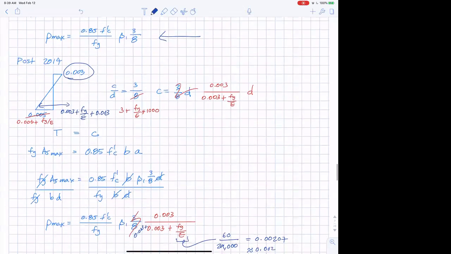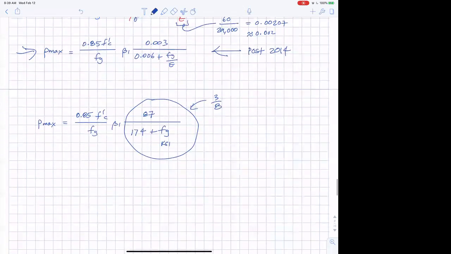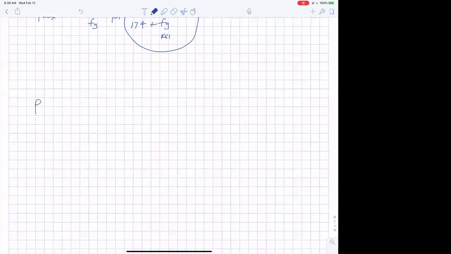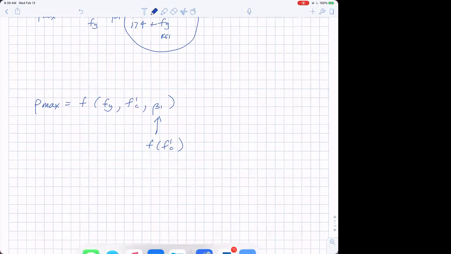And if you notice, in all of these equations, Rho Max is a function of Fy, F prime C, and beta 1. But beta 1 is a function of F prime C. So if you know F prime C and Fy, you can immediately calculate Rho Max. You can also calculate Rho Min. So all you really need to know is what concrete and what steel you have, and you can already immediately set your Rho Max and your Rho Min.